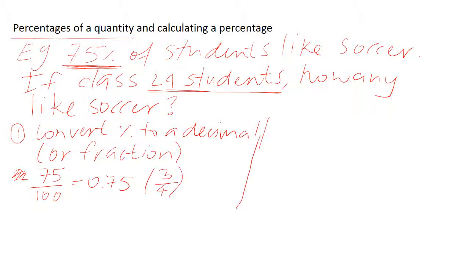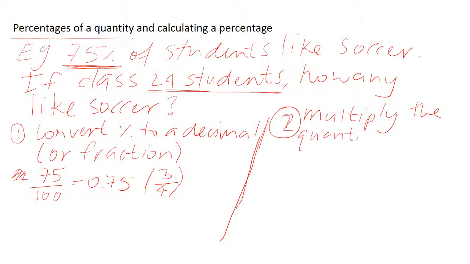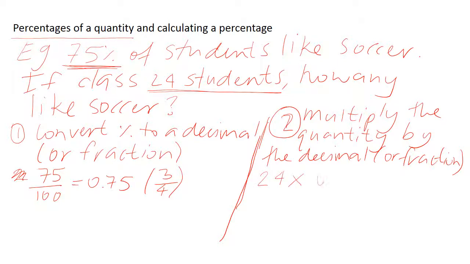So the second step we need to do is multiply the quantity by the decimal or fraction. So in this case we've got 24 students times by 0.75, which is 75% as a decimal, and that equals 18. So 18 students in the class like soccer.